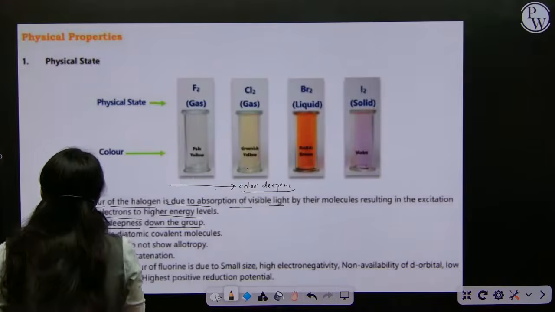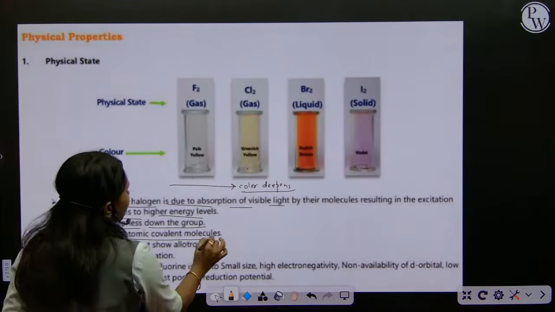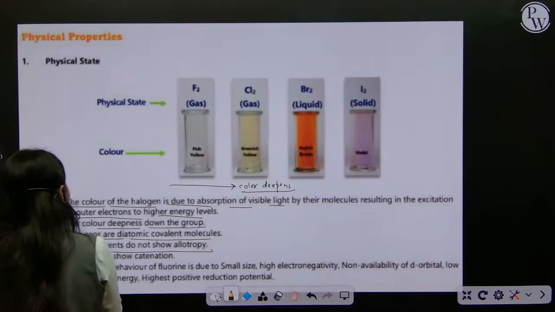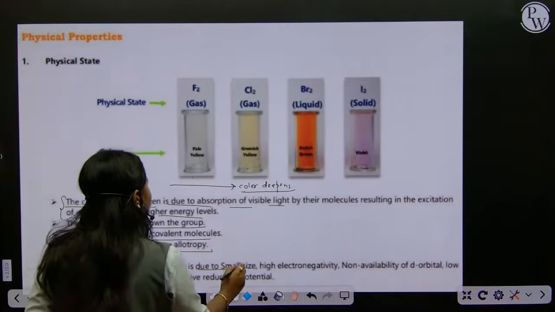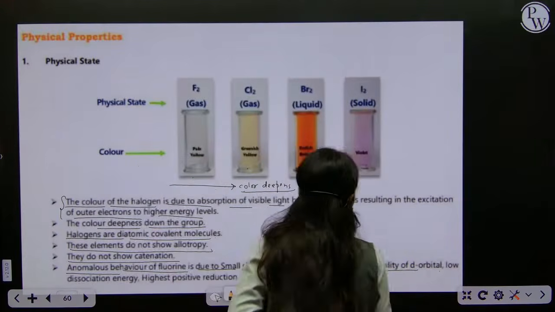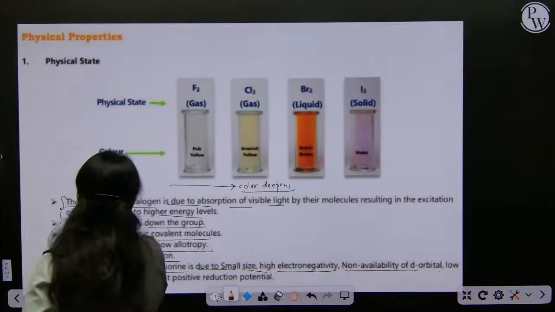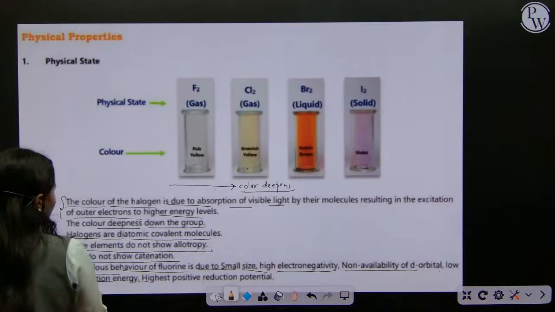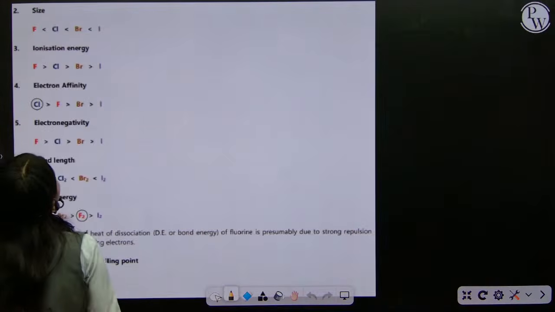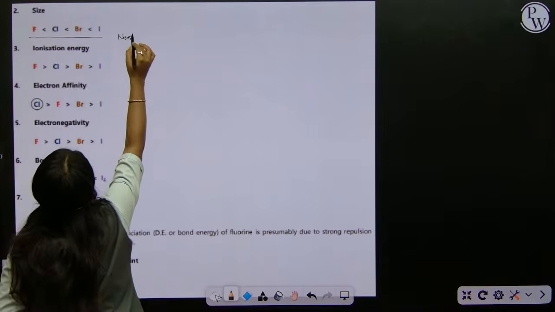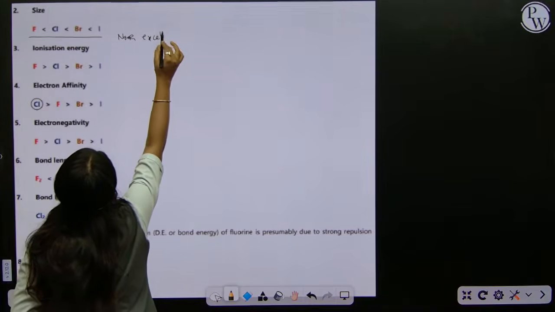Halogens are diatomic covalent compounds. These elements do not show allotropy, they do not show catenation. Anomalous behavior of fluorine is due to small size, high electronegativity, absence of d orbitals, and higher positive reduction potential. These are the reasons for the anomalous behavior of fluorine. Now, the size: no exception in the size.